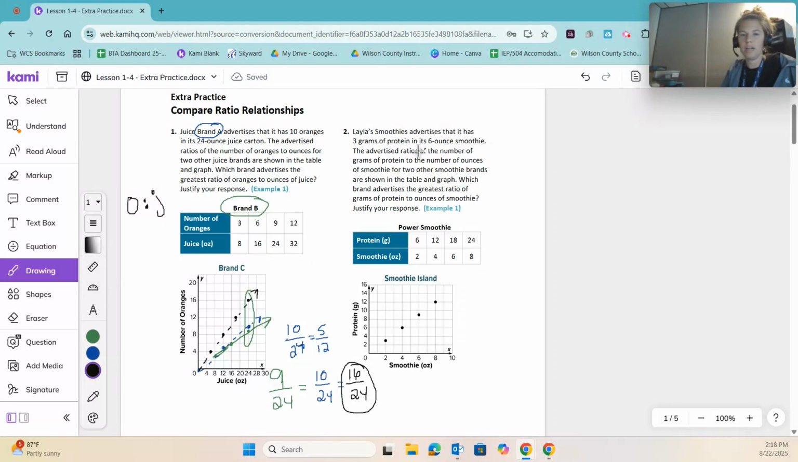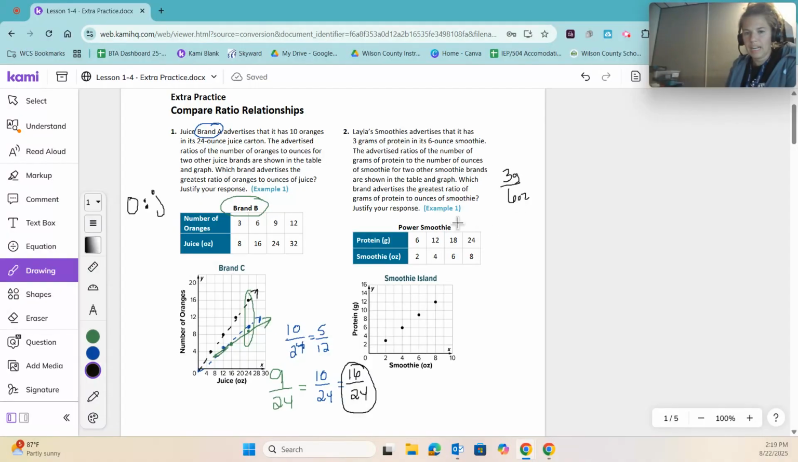All right, now let's look at number 2 together here. Layla's Smoothies advertise that it has 3 grams of protein in its 6-ounce smoothie. Okay, the advertised ratios of the number of grams of protein to the number of ounces of smoothie for 2 other smoothie brands are shown in the table and the graph. Which brand advertises the greatest ratio of grams of protein to ounces of smoothie? Okay. Now, for this one, let's see here. So we've got 3 grams for 6 ounces. 3 grams of protein, all right, for 6 ounces.